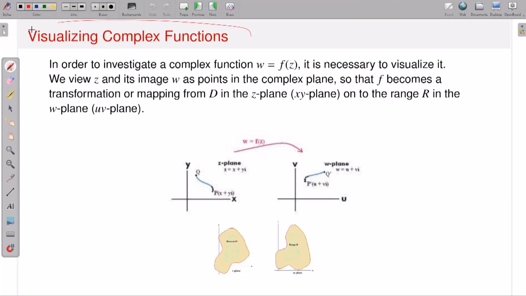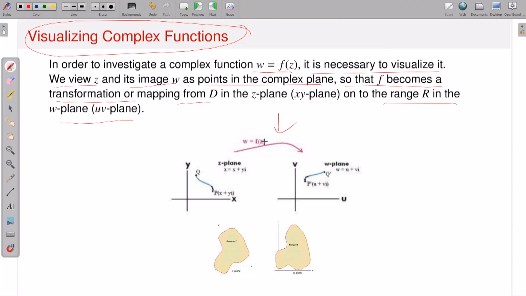This is like visualizing our complex functions. In order to investigate the complex function w equal to f of z, it is necessary to visualize it. We view z and its image w as points in the complex plane, so that f becomes a transformation or mapping from the z plane, that means the xy plane, to the range in the w plane. So on the left hand side I have the domain, the z plane, that means our xy plane. The image is w, which I write as u plus iv, in the uv plane.